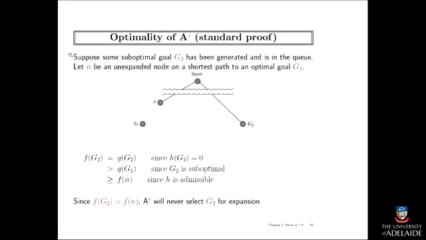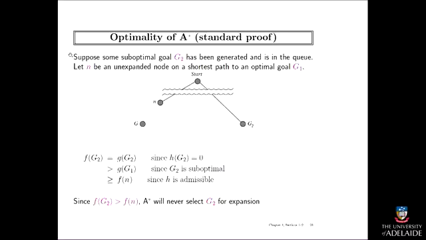Okay, so this is a standard proof of optimality of A star. So the usual thing is that you would say, let's suppose that there is some node that is optimal. A suboptimal goal G2 has been generated and is in the queue. Okay, so we've reached the goal, but it's not optimal.